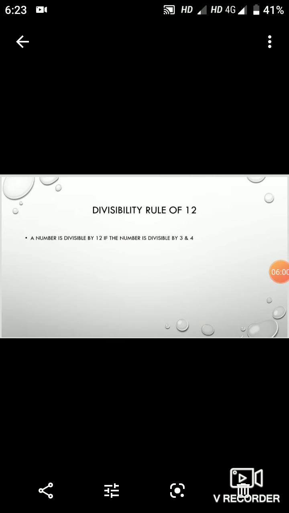It's necessary for the number to be divisible by both 3 and 4. If it is not divisible by any one of them, then that number will not be divisible by 12. So, only this much for today.